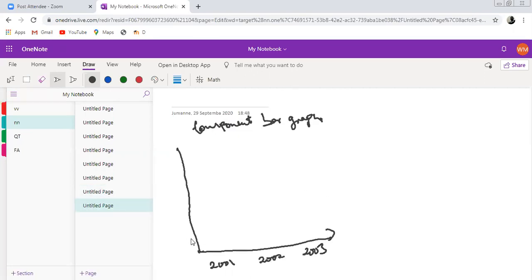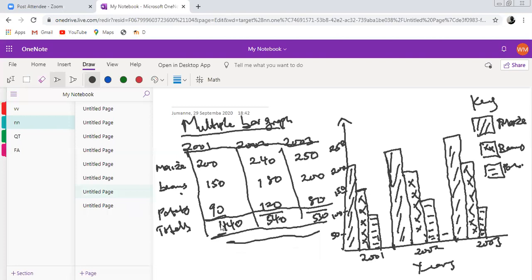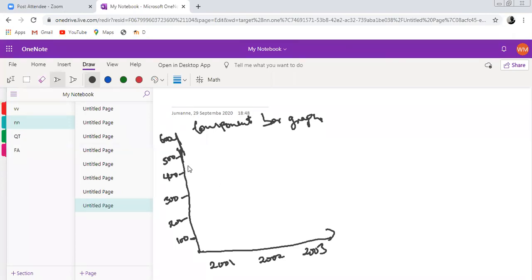So I can choose maybe to have a scale of 100, 200, 300, 400, 500, and maybe we go up to 600 so that we can accommodate all those. For the 2001, the bar is having a height of 440. So 2001, we draw a height of 440. You locate where 440 is, you just have your bar like that.